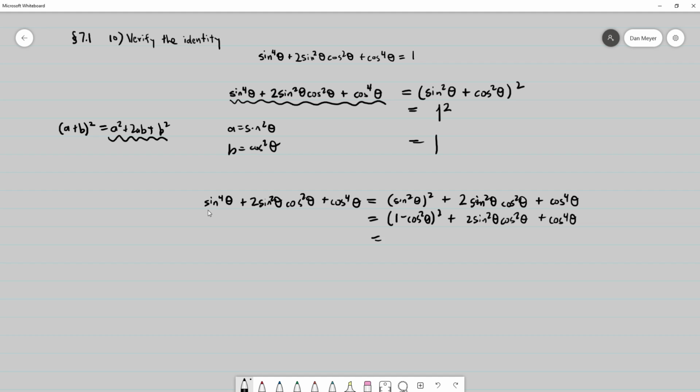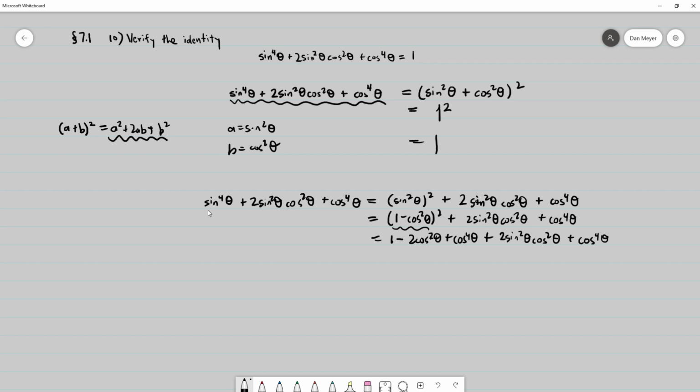So when I FOIL out this term, I get 1 minus 2 cosine squared theta plus cosine to the 4th theta. And now I'm a little bit worried that this isn't going to work out, but that's okay. We're getting our hands dirty and seeing what we can make of this. This is what getting our hands dirty looks like. We're not always certain of what the end result looks like.